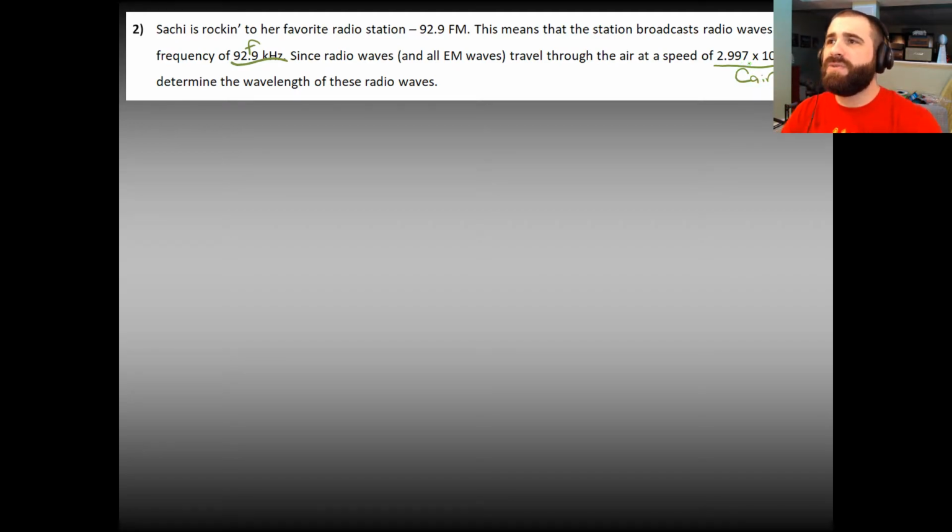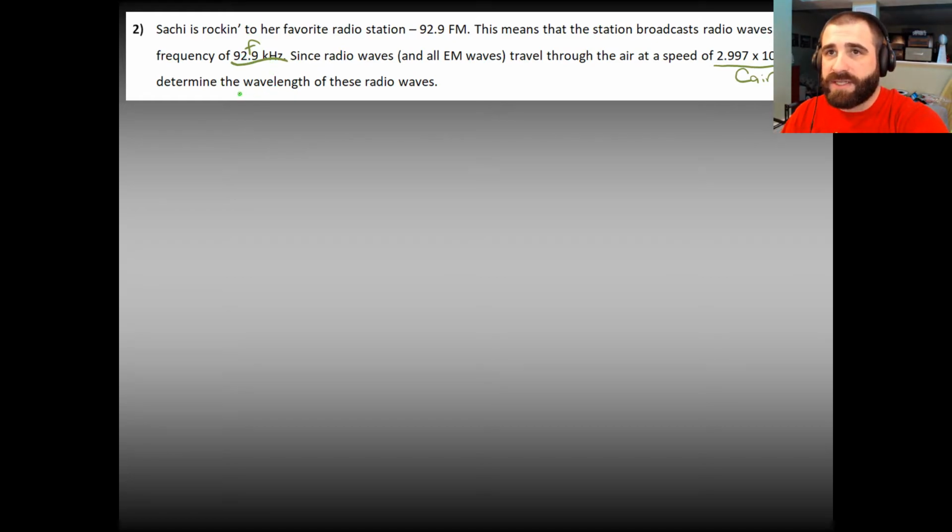Wait, Miss G, I thought you said it was 3 times 10 to the 8th. Well, yeah, but that's through a vacuum. That's the fastest they can go through a vacuum. They get slowed down a little bit when they travel through different stuff. We'll do a whole puzzle on that later. So that's how fast they travel through air. So the speed of light, speed of electromagnetic waves is often known as C, right? So E equals mc squared. That's the C they're talking about, the speed of light, or speed of electromagnetic waves.